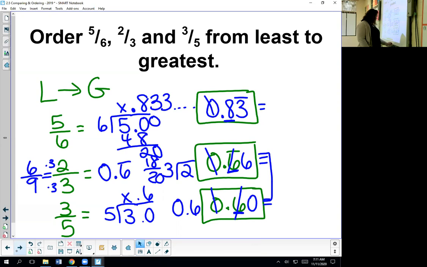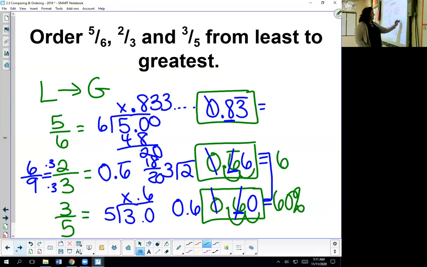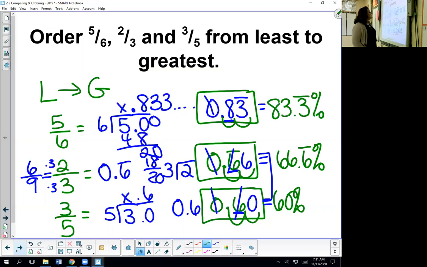Because this would be boom, boom, 60%. Boom, boom, about 66.6 repeating percent. And boom, boom, you're at 83.3 repeating percent. So again, it doesn't matter which way you do it. I just feel like once you change it to percent, you're comparing more than just two numbers. That might be easier. All you do is move the decimal over two spaces. So now it's easier to figure out the order.